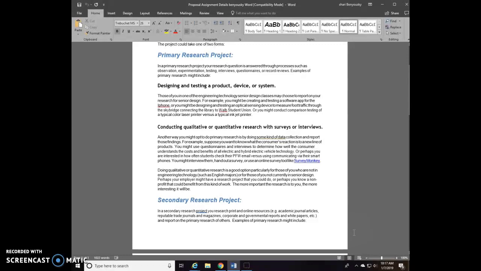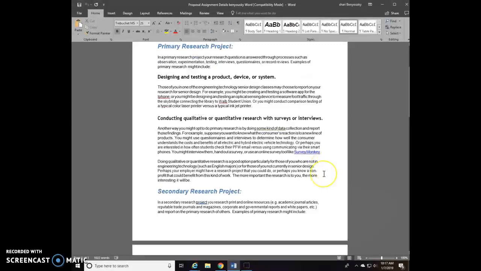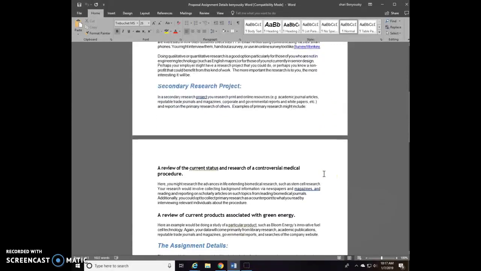So you might interview people, hand out surveys. I put SurveyMonkey here. That's an example of one survey tool you might use. This is also for people who are English majors. This might be a relevant way of doing research on a technical topic you find interesting, all right?